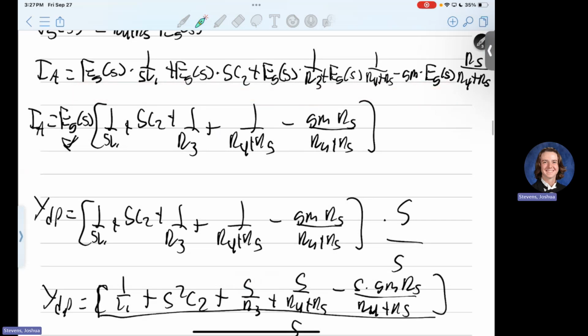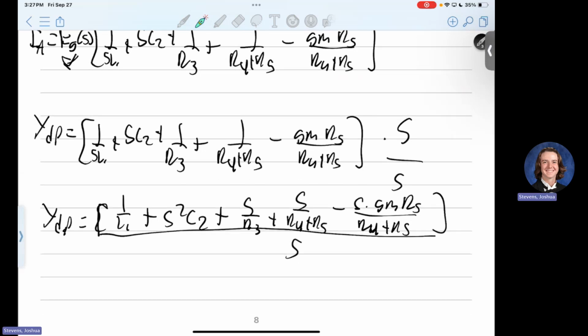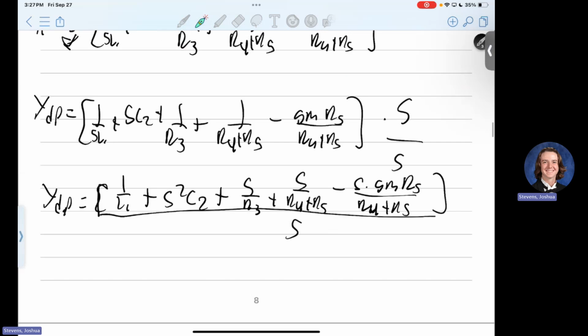Did some stuff with the YDP as an I over EG, which gives us YDP. Still 1 over SL1. To get rid of that 1 over S, to normalize it, I multiplied the entire equation by S over S, which is equivalent to 1. Agree with that? Cool. And that got rid of the S tied to that 1 over S, leaving us with 1 over SL1.